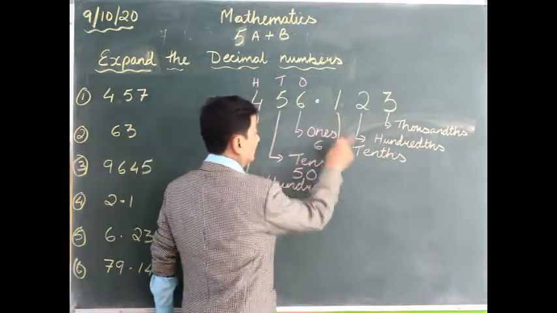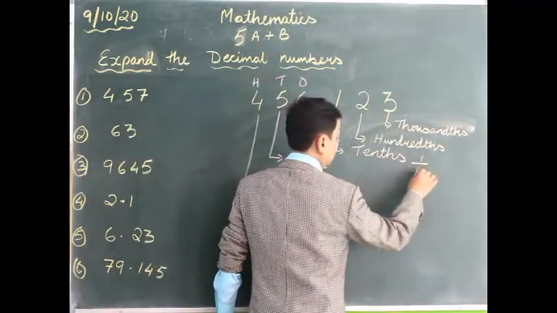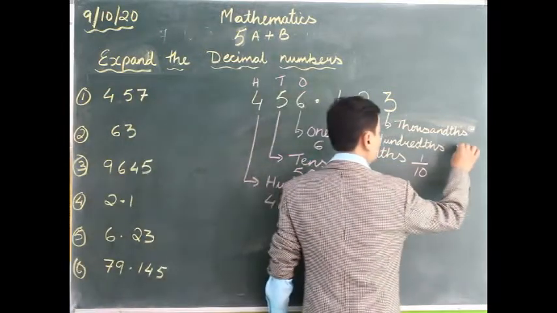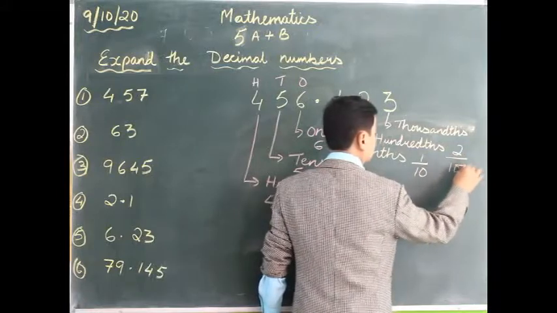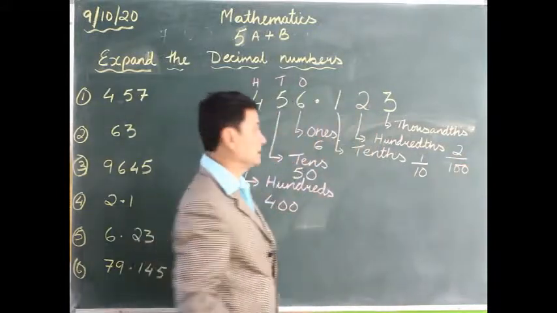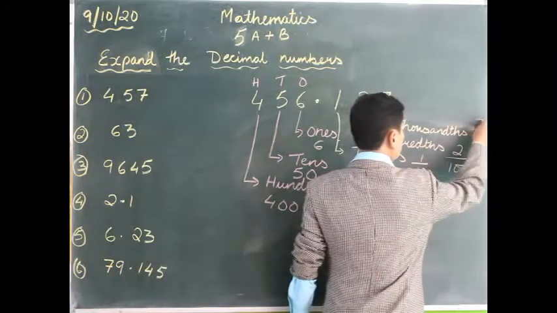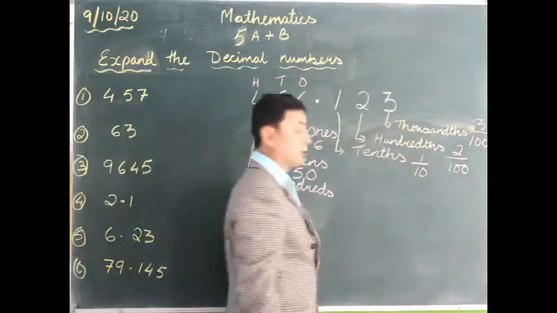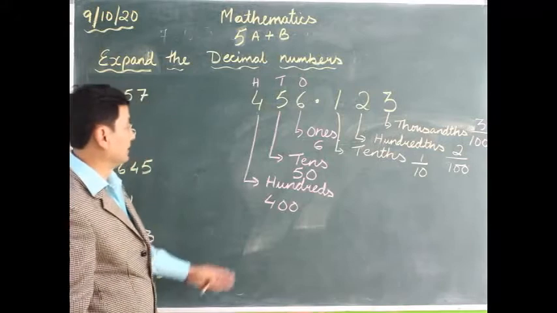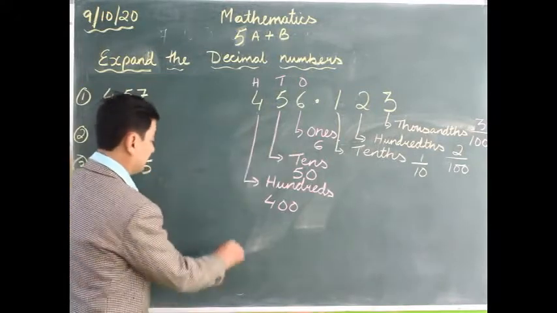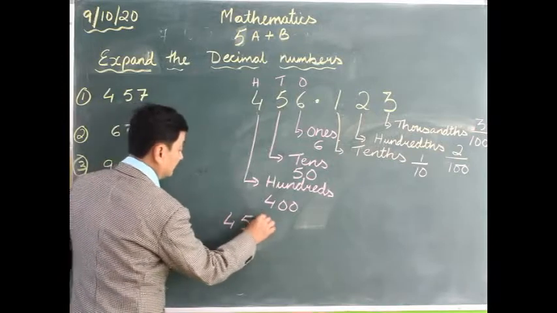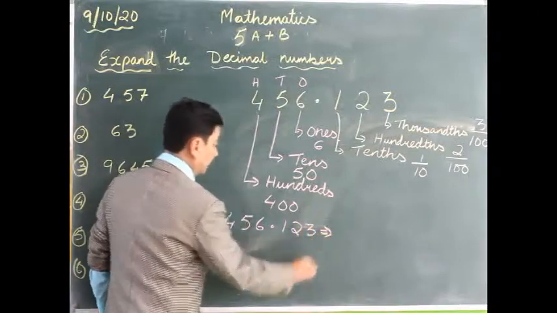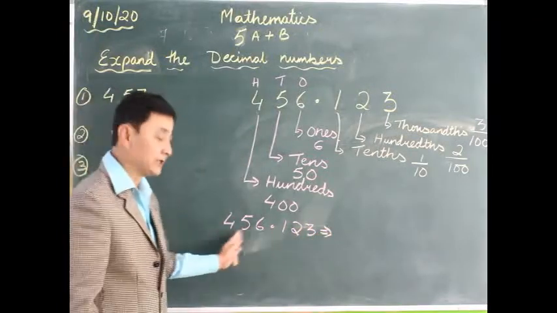Now, in the same way, let's write those as a fraction, in numbers. So, how many tenths? 1 tenth. How many hundredths? 2 hundredths. How many thousandths? 3 thousandths. So later on, when we expand after the decimal point, you are going to write it like this one. For example, 456.123.